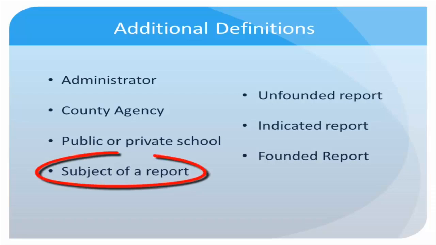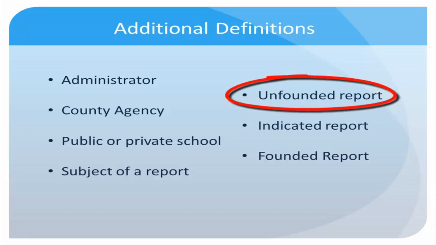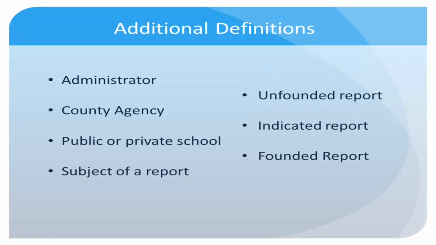A subject of a report is the child, parent, guardian, or other person responsible for the welfare of the child or the school employee named in the report of suspected abuse of a student made to the Department of Public Welfare or a county agency under the Child Protective Services law. An unfounded report for school employees is any report of student abuse unless the report is a founded report for a school employee or an indicated report for a school employee.